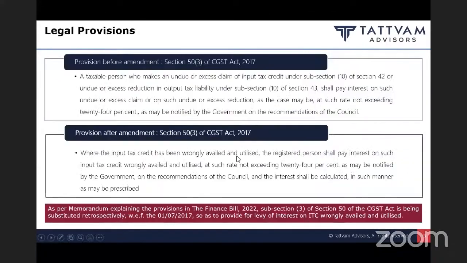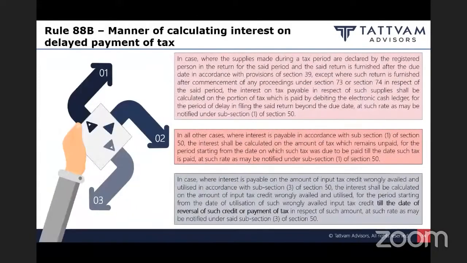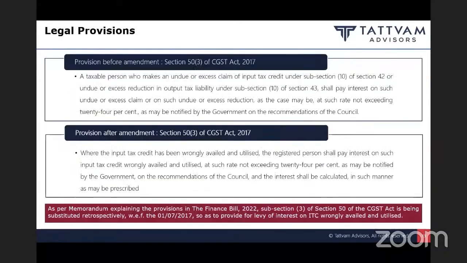They have specifically substituted section 50, subsection 3 of the CGST Act, and they have specifically said that where the input tax credit has been wrongly availed and utilized, then only interest will start, and interest will start from the date of utilization. Rule 88B, sub-rule 3, also says that where interest is payable on the amount of ITC wrongly availed and utilized in accordance with subsection 3 of section 50, the interest shall be calculated on the amount of ITC wrongly availed and utilized starting from the date of utilization. So where the amount is wrongly availed but not utilized, no interest will be applicable.